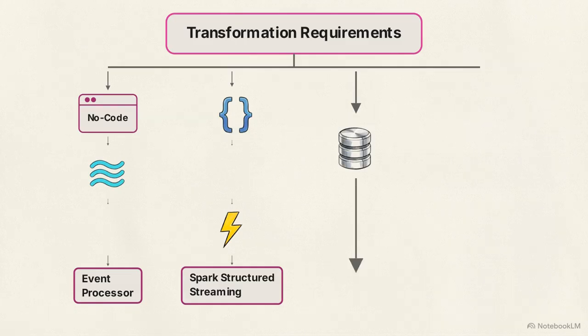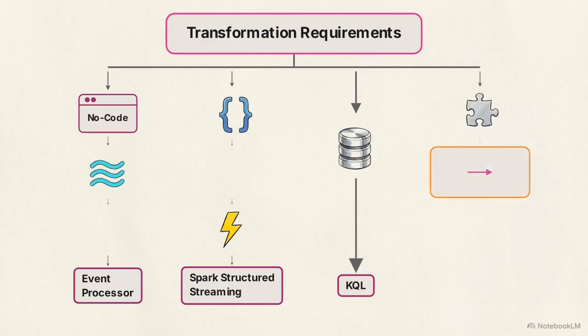If the transformation is happening natively within these environments, you must use Kusto Query Language, or KQL. For scenarios where you need to combine data from different Fabric items, such as a warehouse and a lakehouse, you use a specific SQL command, CTAS. This stands for Create Table as Select and is the standard for cross-item data movement.